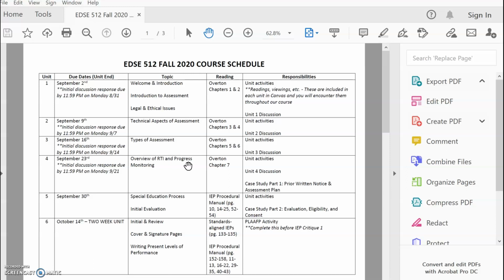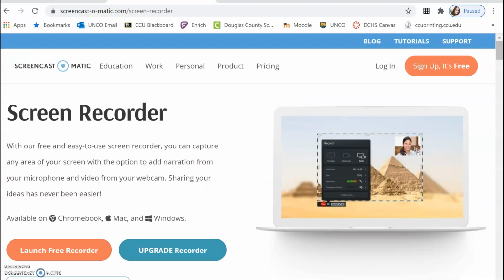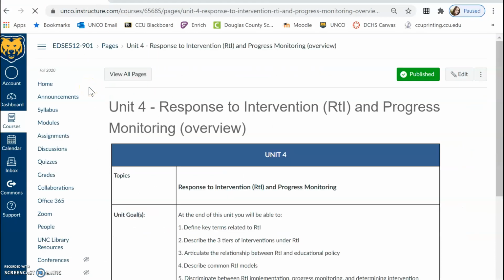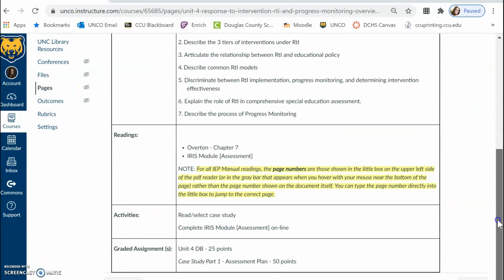You'll see also that we do have a discussion for this unit. So taking a look at Unit 4, we'll pull up the graphic organizer here. There's an IRIS module for you to look through. That one is not for a submission, but it will be provided to you for your review.